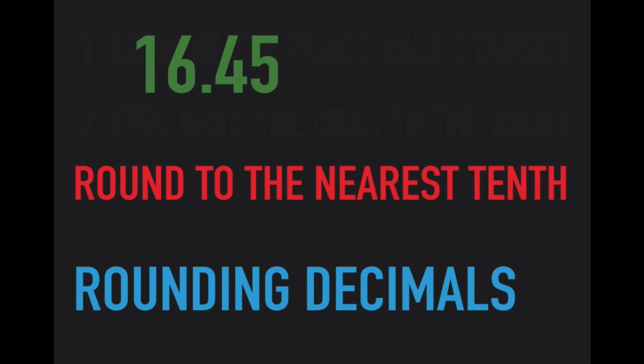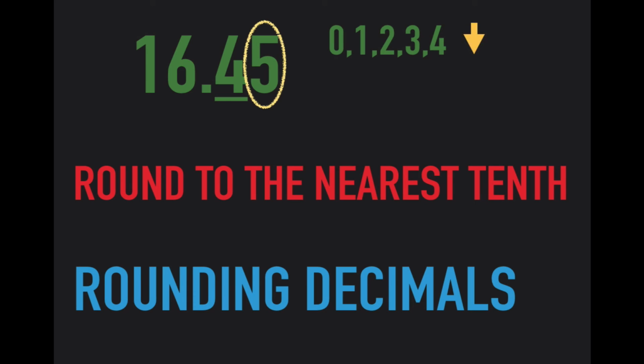So here I am. I've got 16.45. I'm rounding to the nearest tenth. The way I've taught the students is to underline the target. So let's say we're underlining the tenth number, it's a 4, and then we're going to circle the number that we're going to evaluate. Now, when you're evaluating, if it's 0, 1, 2, 3, or 4, you're going to end up rounding down. And if it's 5, 6, 7, 8, or 9, we're going to round up, and what you do is you add 1.